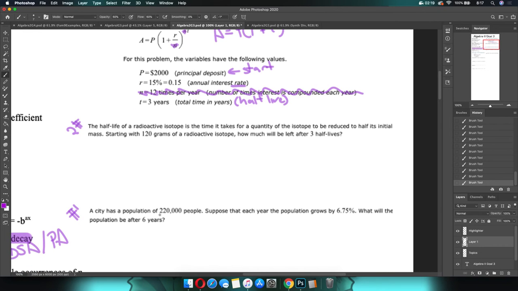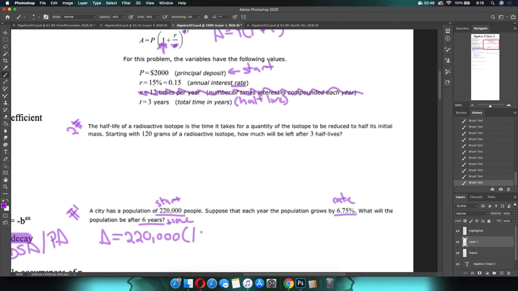So it has a population of 220,000 people. That's your starting amount, okay? It grows by 6.75%, and then there is our time. Those are the 3 most important numbers we need. So our answer is going to be, what's our starting amount? 220,000. And then it's 1, because you see here, the 1 is always going to be there. So therefore, we're going to put a 1 here.